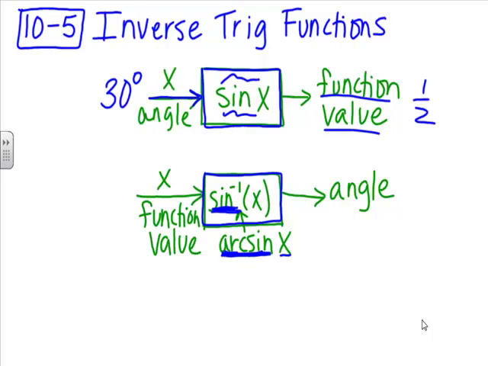Okay, so what does this machine do that's different from that machine? This machine wants to be given function values, and it spits out angles. So basically, it just does the opposite. If I put a half into this machine, it spits out 30. So that's it. Inverse. That's what inverses do. They basically, remember, change your x's and y's. They are also reflections over the line y equals x.